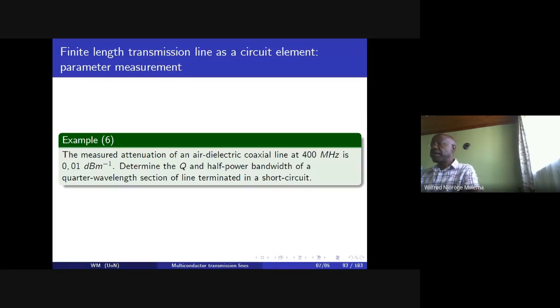So the line is being operated at 400 megahertz, and the attenuation that is measured is 0.01 dB per meter. We are required to determine the Q and the half power bandwidth of a quarter wavelength section of that line that is terminated in a short circuit.